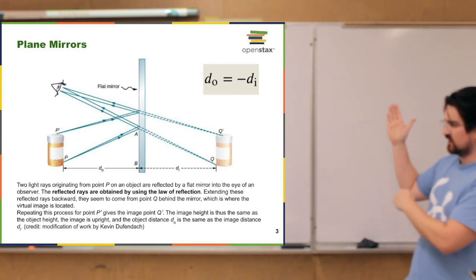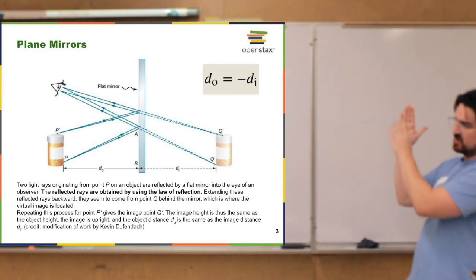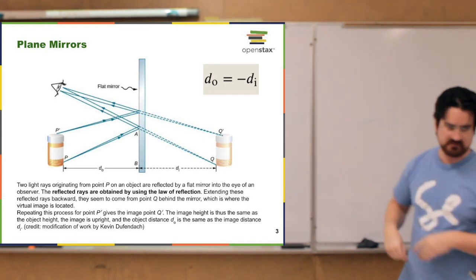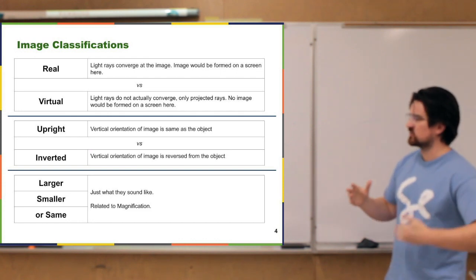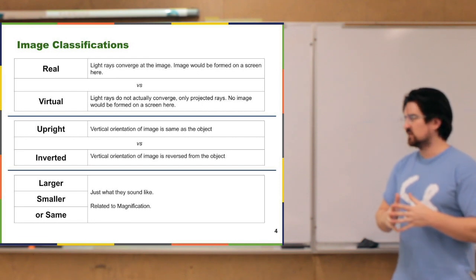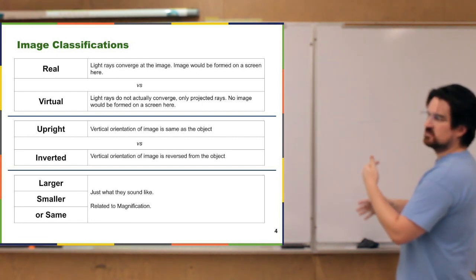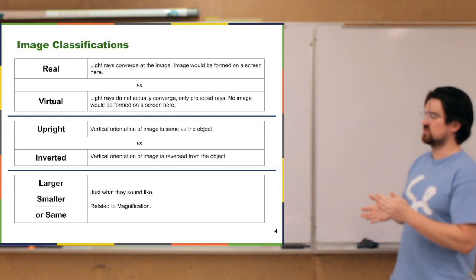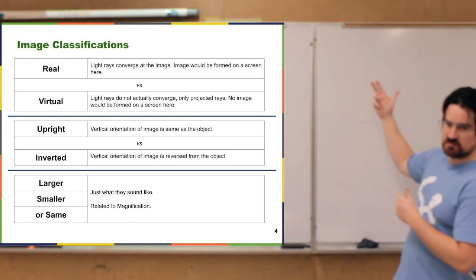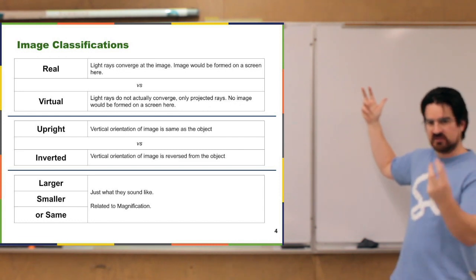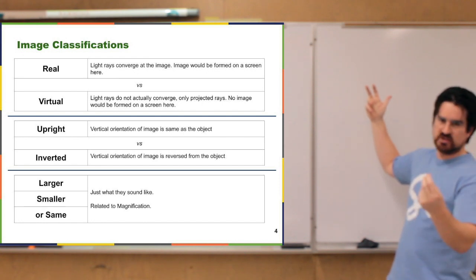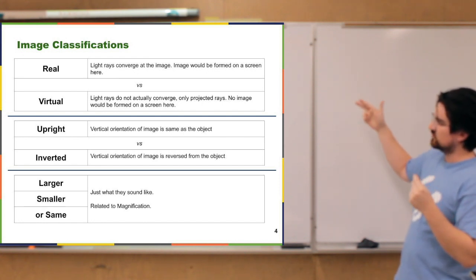It's also upright. It's the same orientation top to bottom as the object, and it's the same size as the object. It's not larger or smaller. I pointed those things out because in general, when we're looking at images being formed, there are three classifications that we use to talk about what kind of image it is. In the case before, it was a virtual image because there are no actual light rays that pass behind the mirror and converge on that spot.